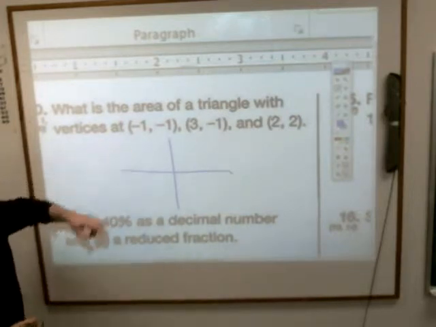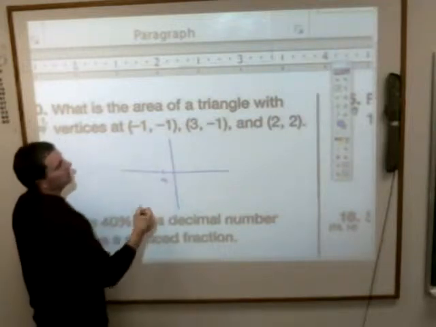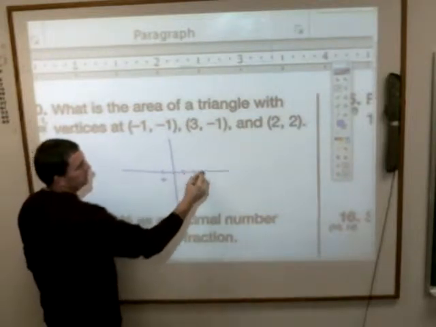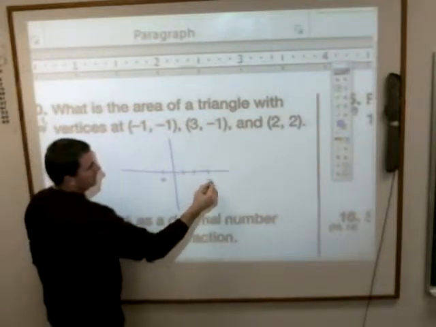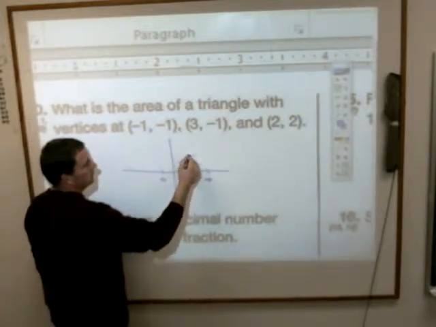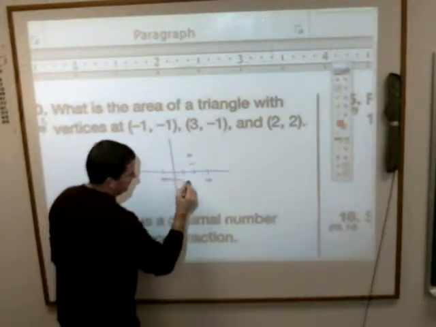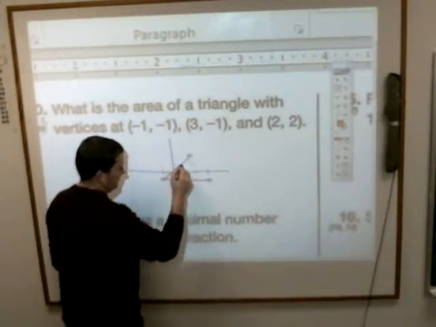So here are your coordinates. (1, -1) is right here. (3, -1) is right there. And (2, 2) is right here. You end up with a triangle that looks like such.